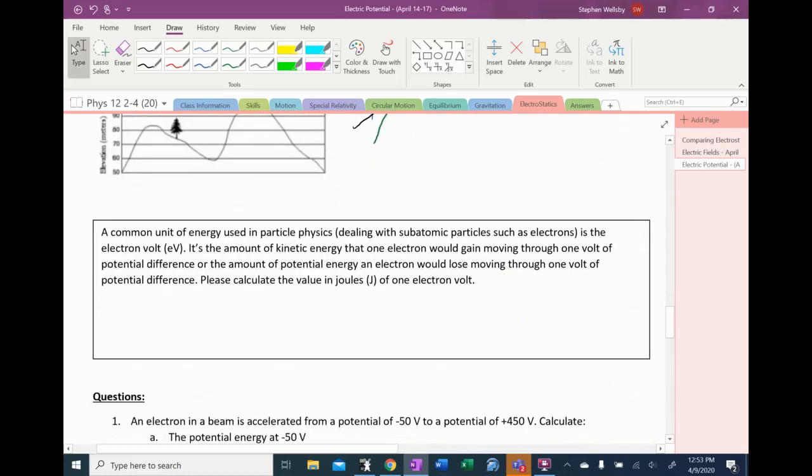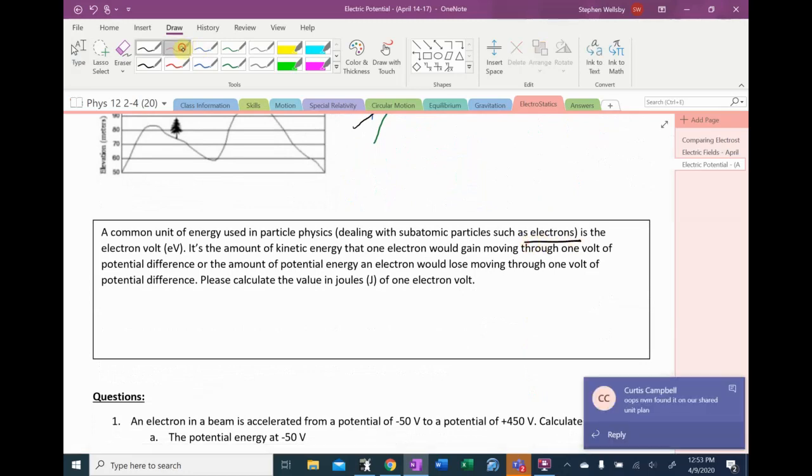One last thing I forgot to mention here, and this is how we measure energy when we're dealing with subatomic particles such as electrons. So in the case of particle physics, when we're talking about a particle accelerator, something that fires electrons, we have something similar to that at UBC TRIUMF or CERN in Switzerland. These are both particle accelerators. And so one of the units that particle accelerator scientists will use is something called an electron volt.